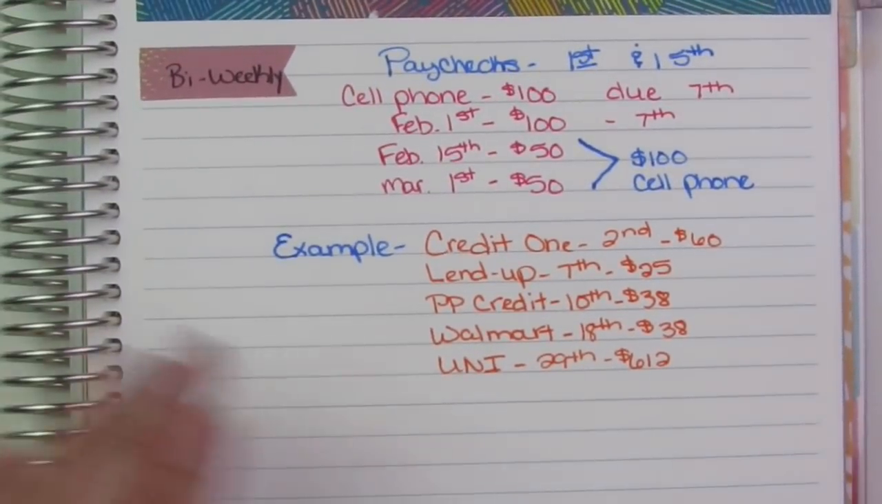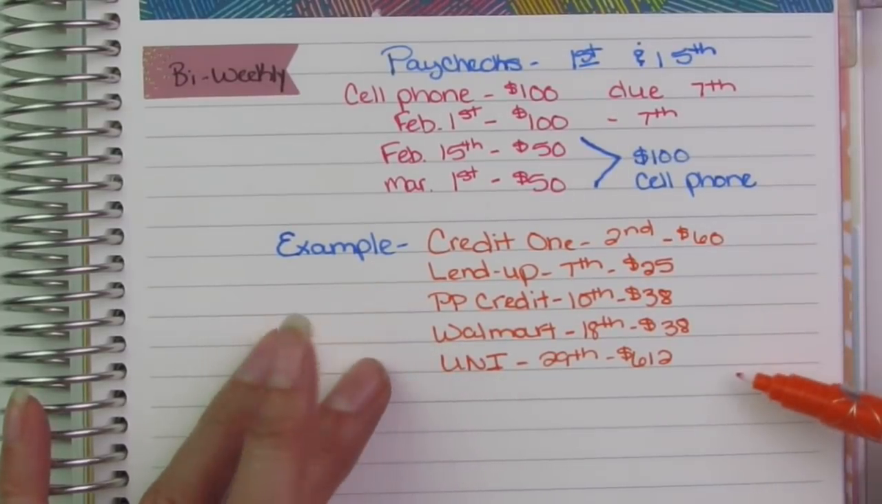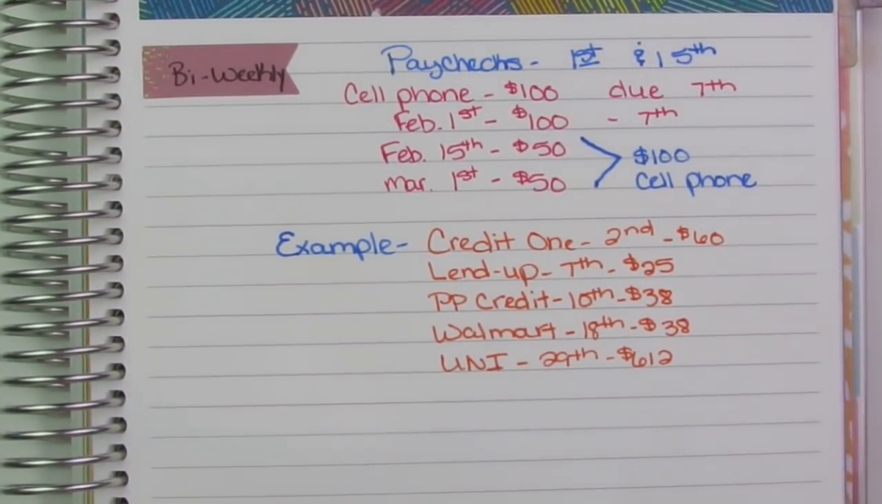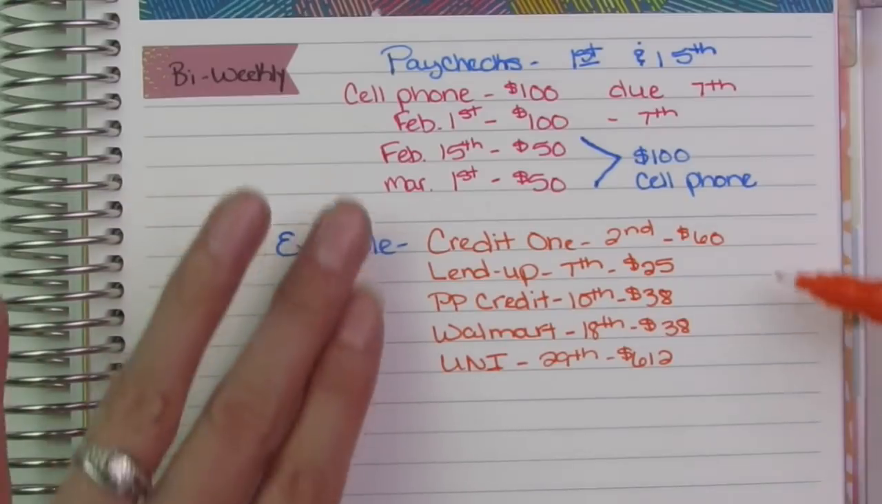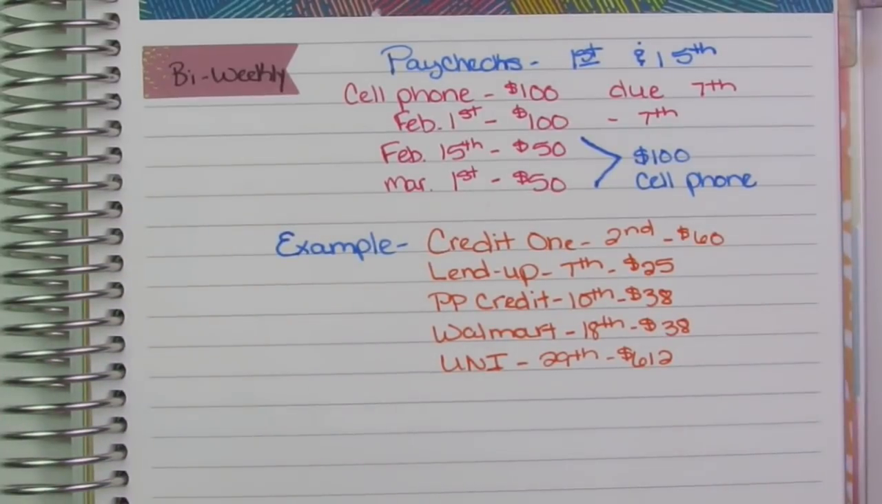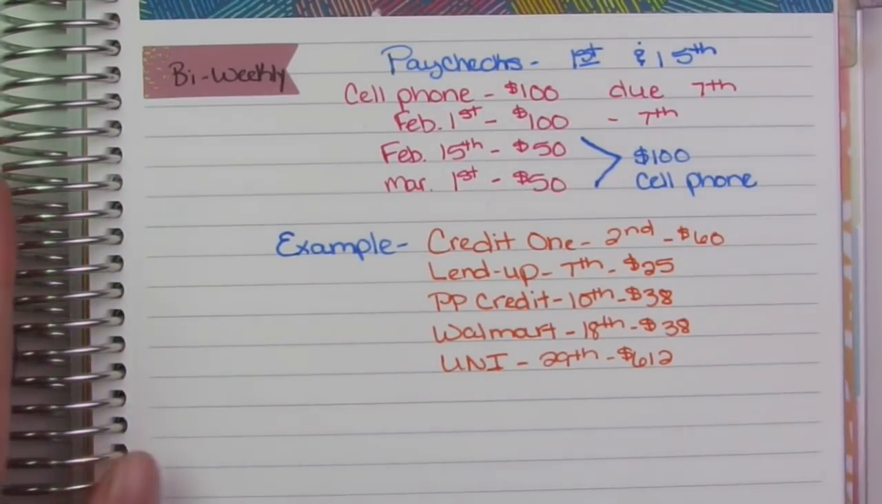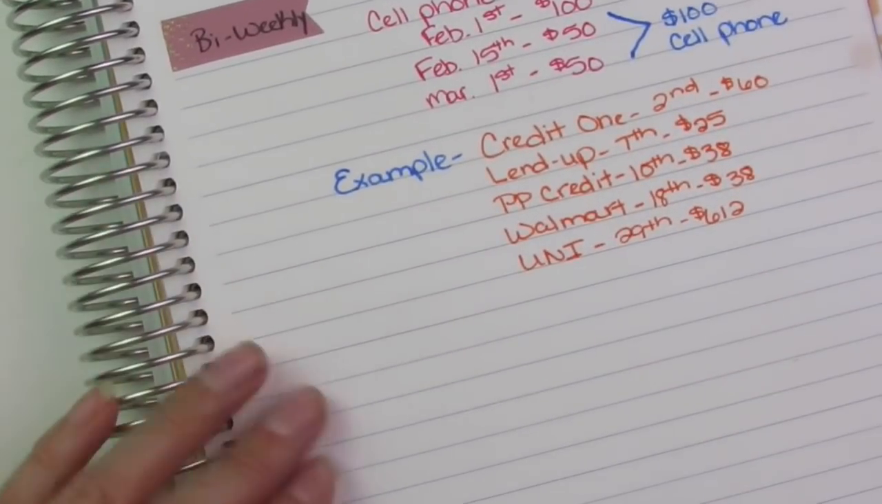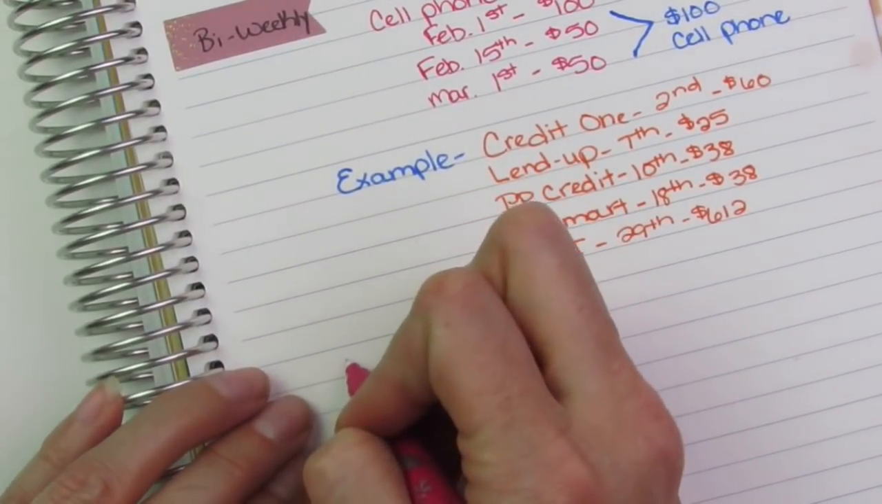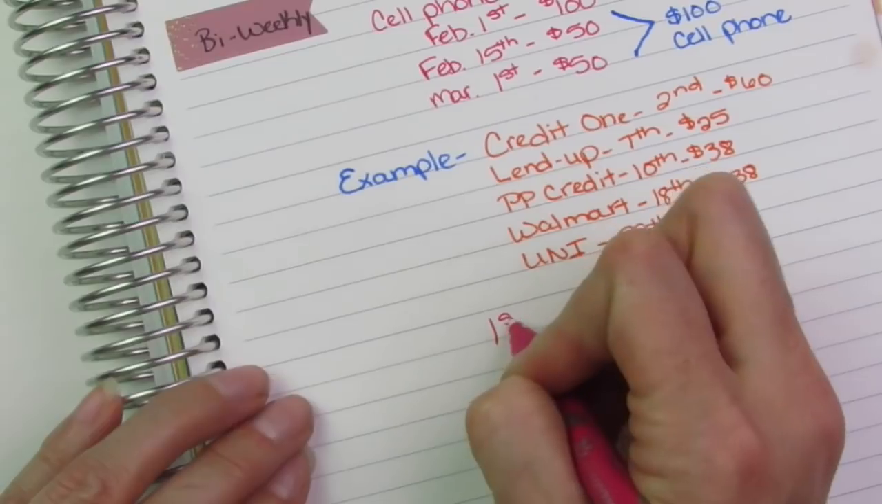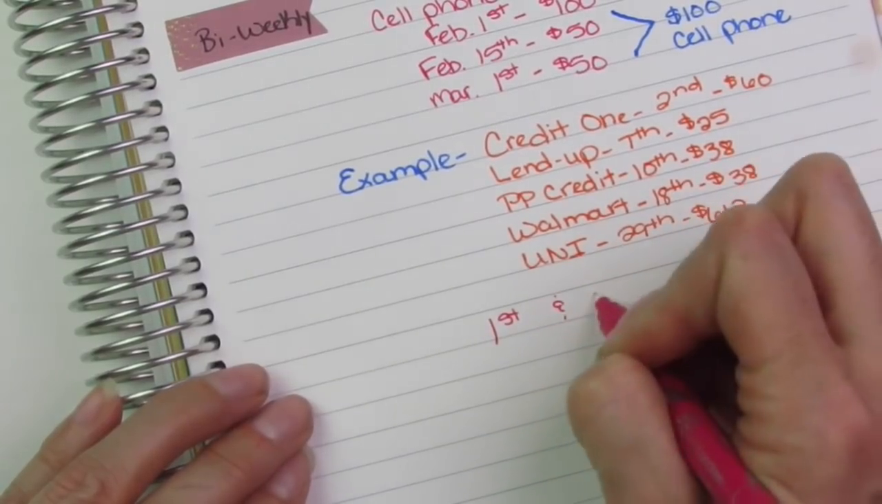So let's say that these are your 5 bills that you have to pay every month. Obviously, I know that you guys probably have way more than that. You'll have your rent or mortgage, you'll have your utilities, electricity, things like that, other debt payments, insurance, whatever you have. But we're just using these 5 as an example. Now, again, my paychecks for these are the 1st and the 15th.